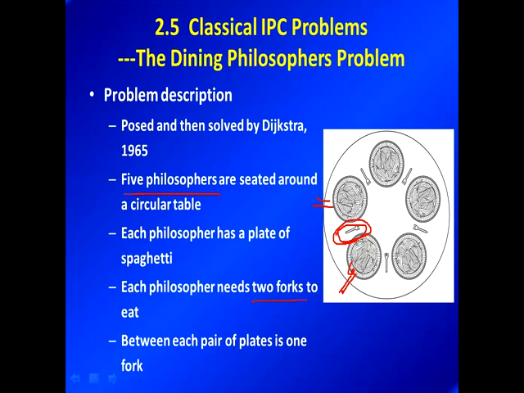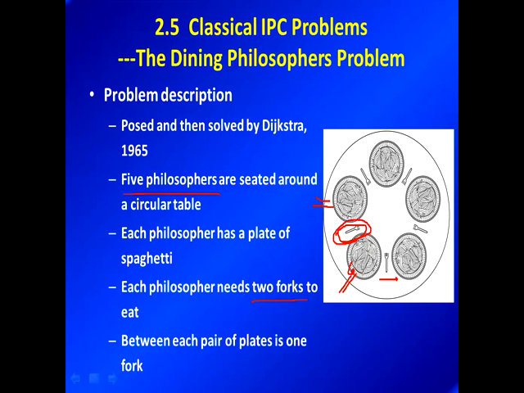So here we can see there are race conditions, right? Because each philosopher is viewed as a process, and there are 5 processes. The 5 processes are sharing 5 forks. Each fork is shared by 2 philosophers. So 5 processes need to share these 5 forks to eat the plate of spaghetti in front of them.